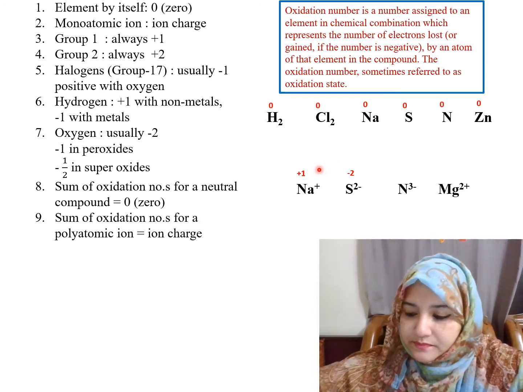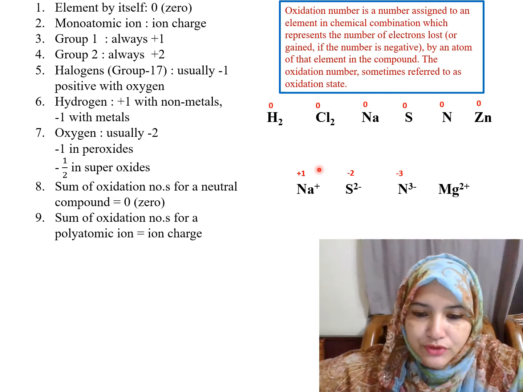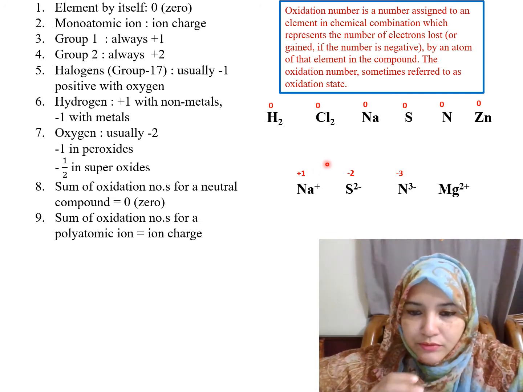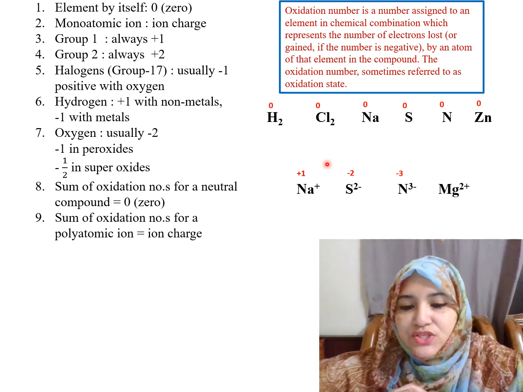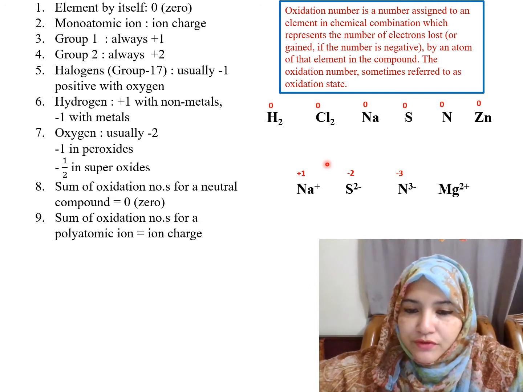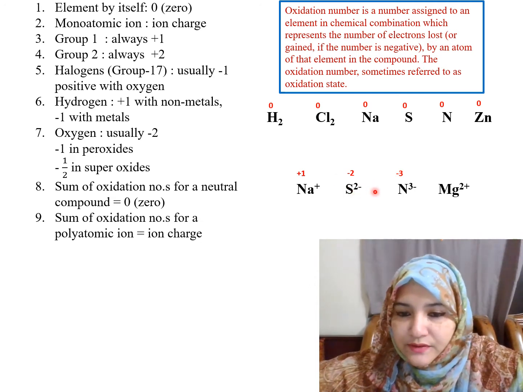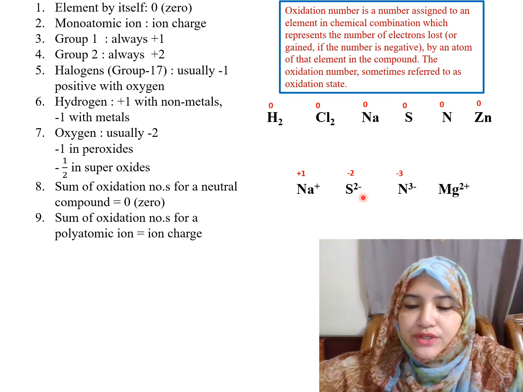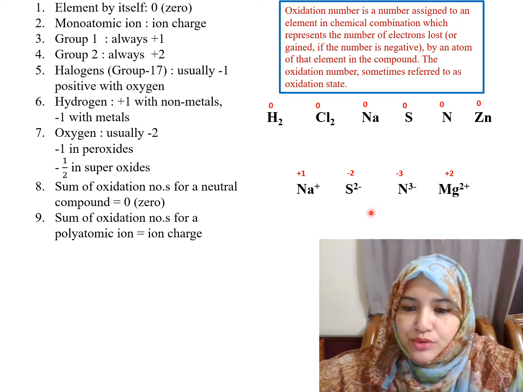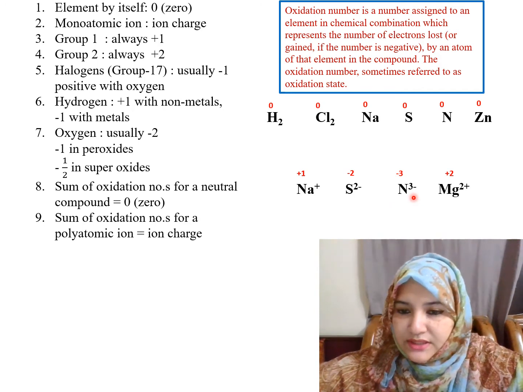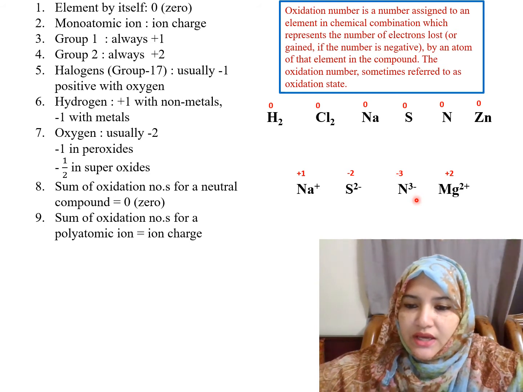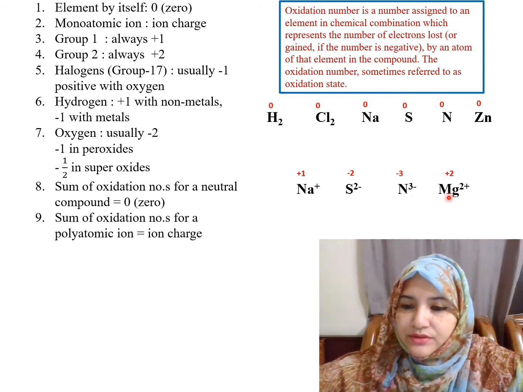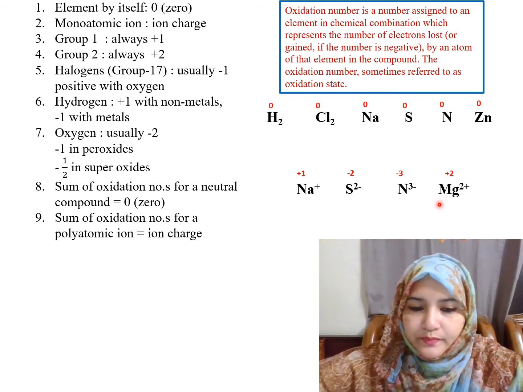So for the sodium plus ion, its oxidation number is going to be +1. For the sulfur 2 minus ion, the oxidation number is going to be -2. And for the nitrogen 3 minus ion, this is -3. And for the magnesium 2 plus ion, it will be +2.